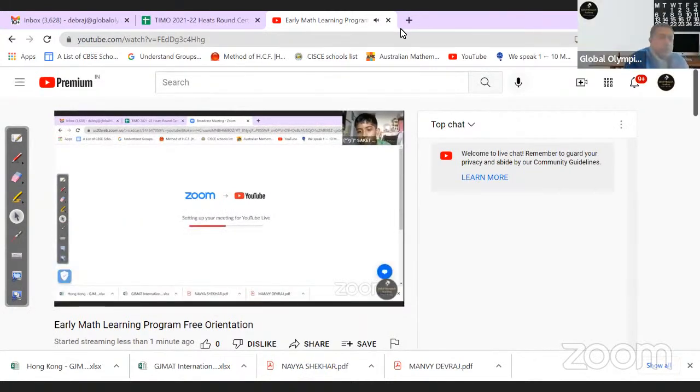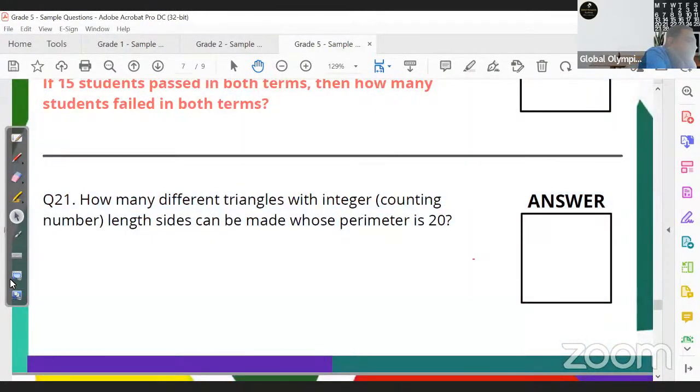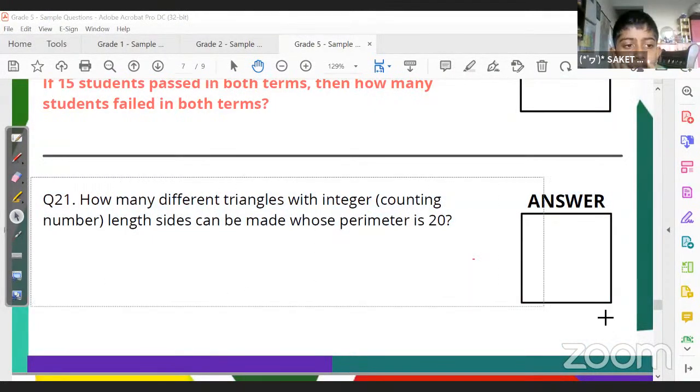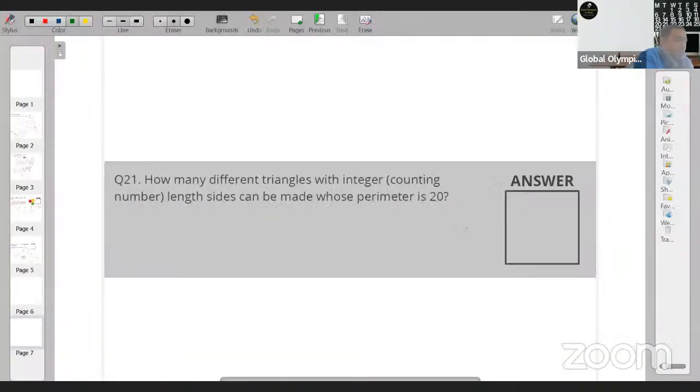So this is being streamed live. I've just muted that so that it doesn't interfere with us. Okay, and so we'll start. You can see my screen, right? Yes.